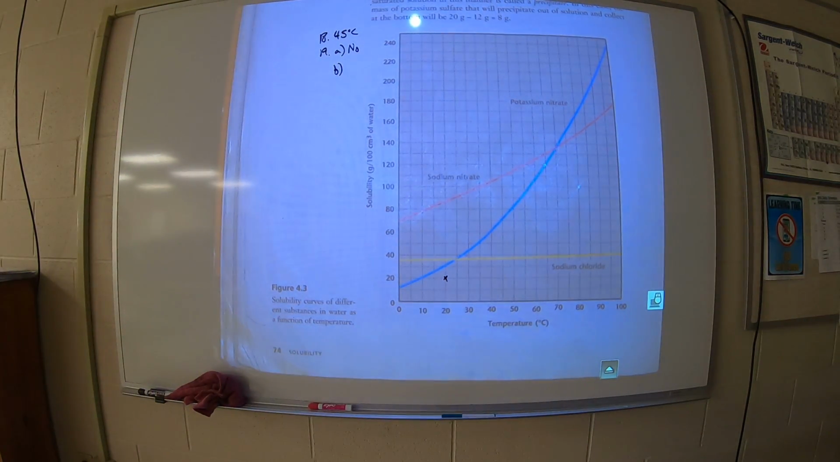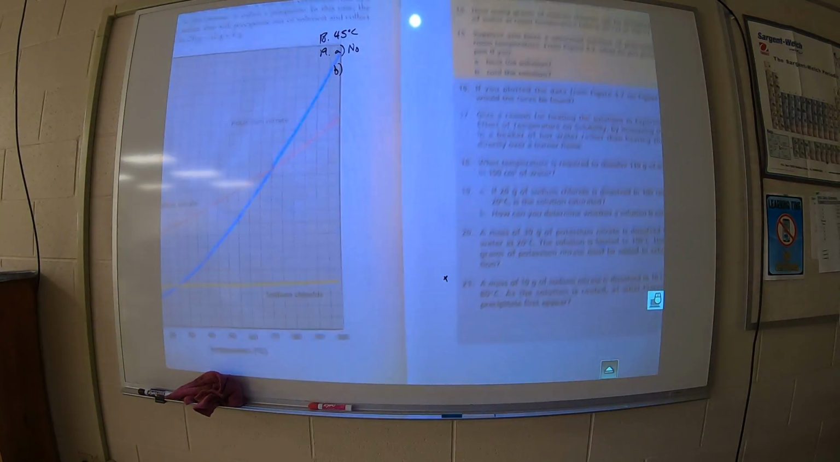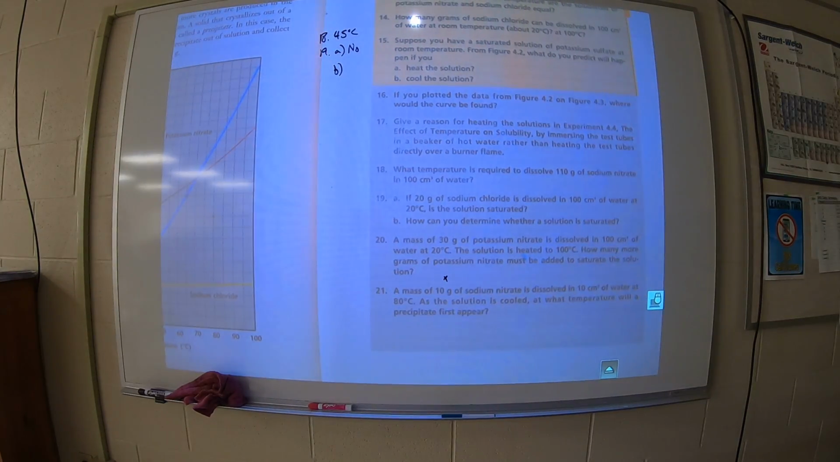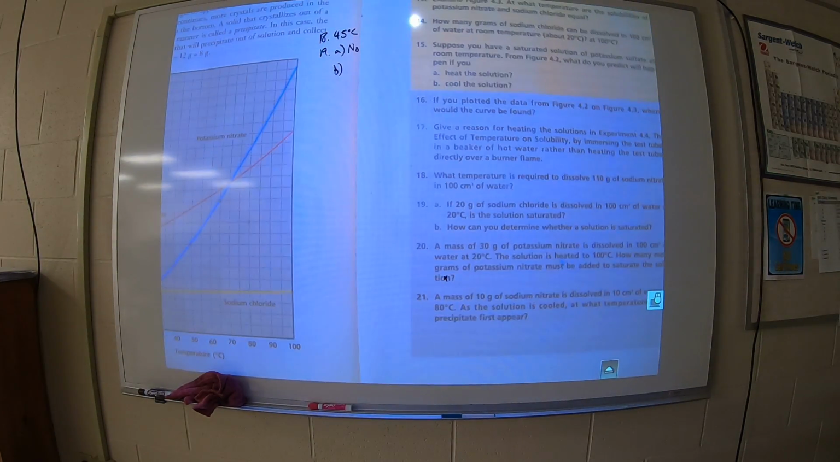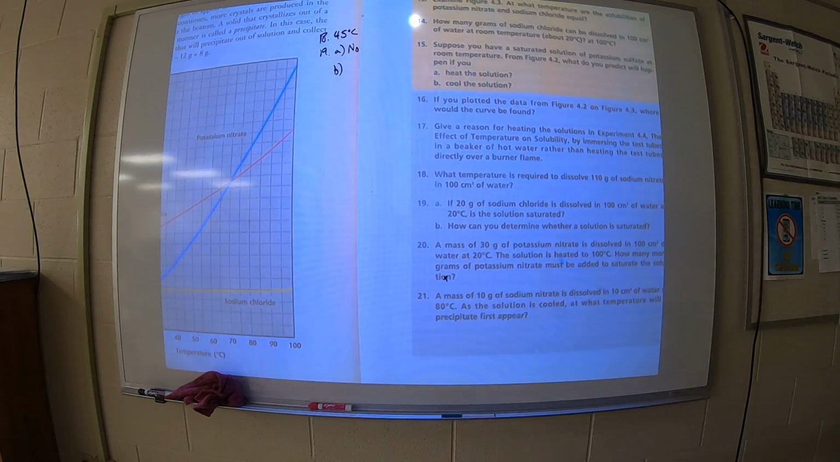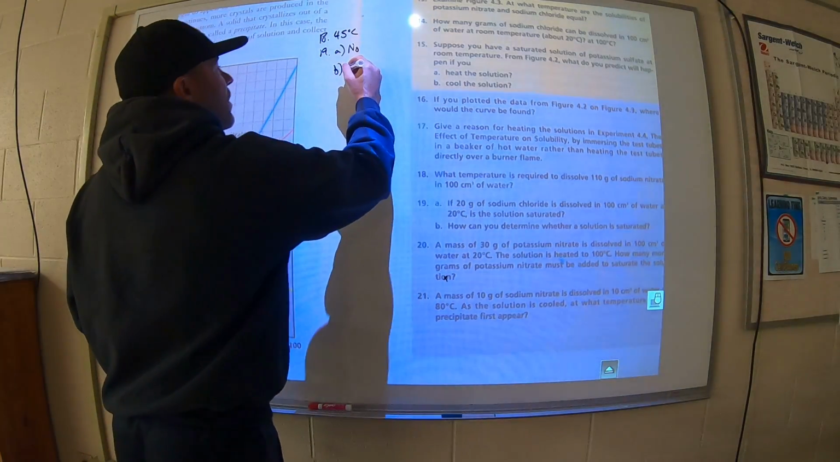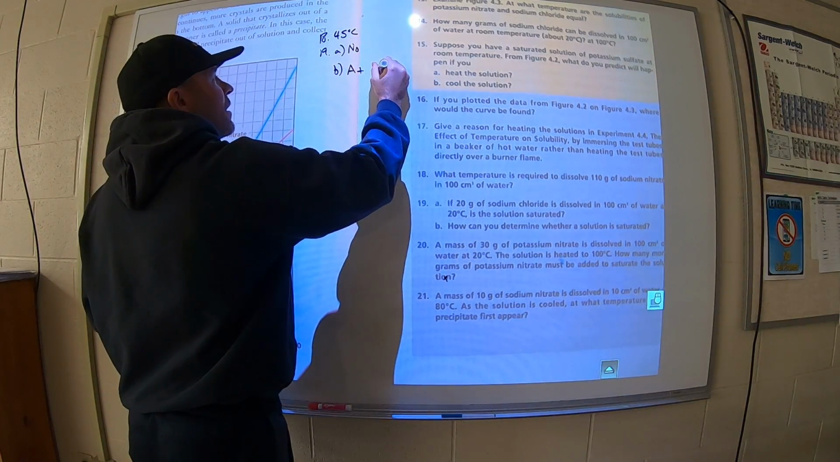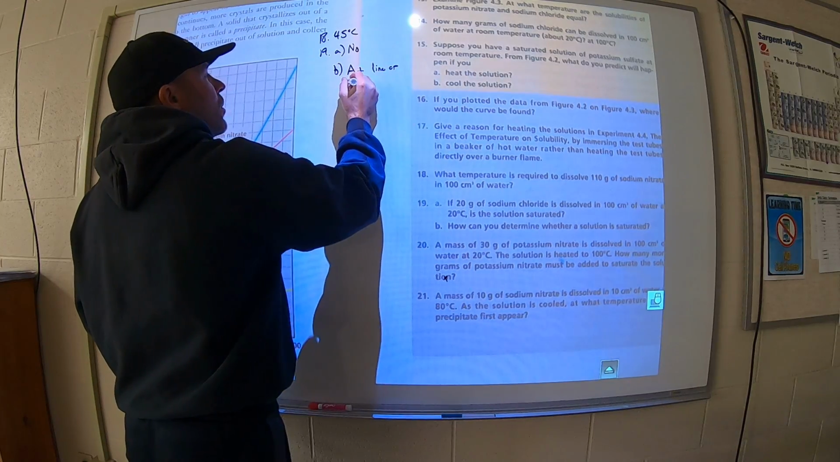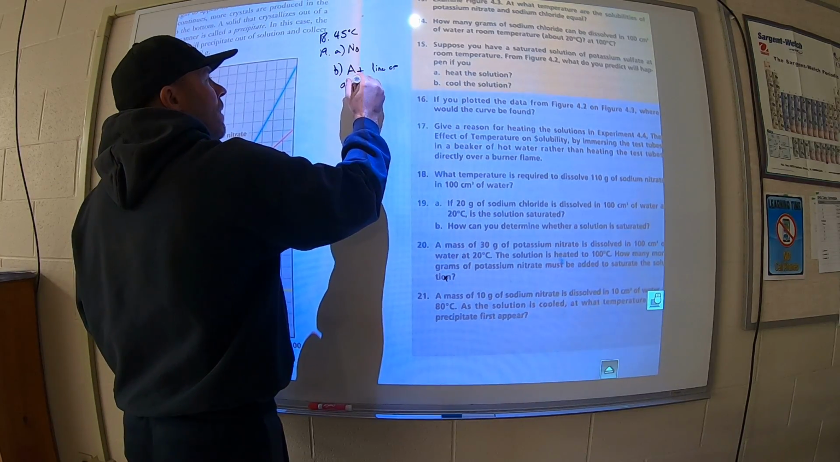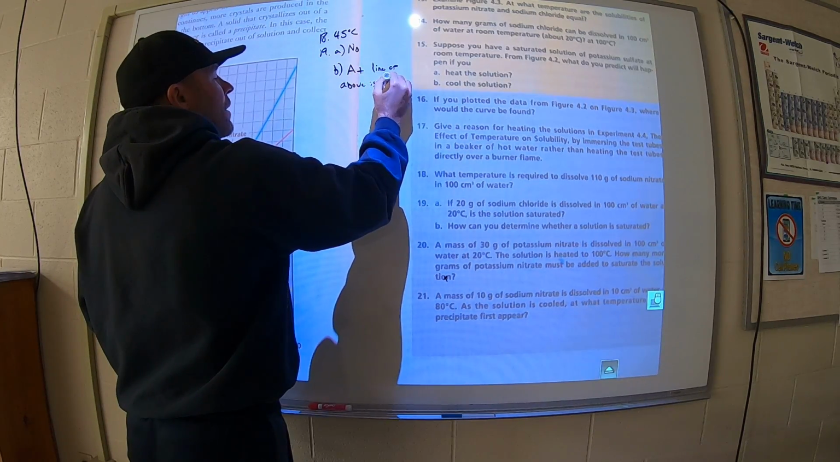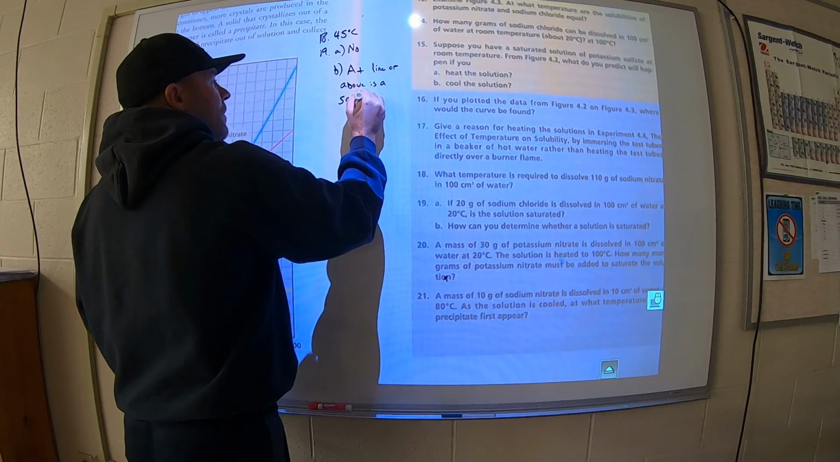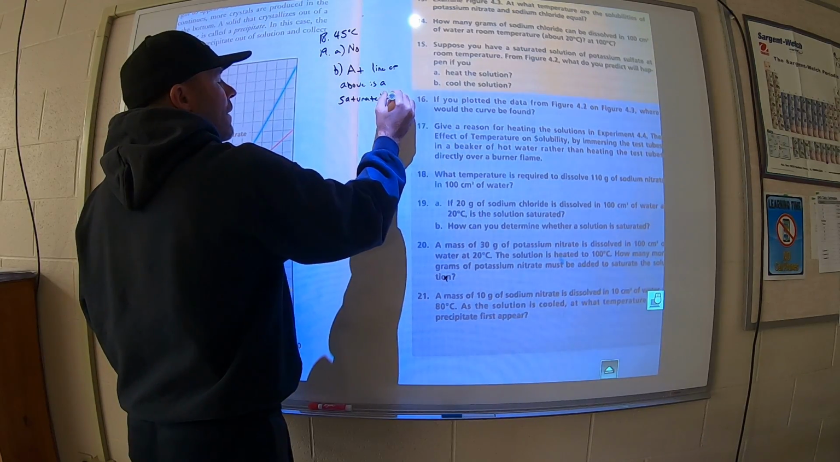So now let's look at B. B says, how do you determine whether a solution is saturated? So we just answer that. At the line or above is a saturated solution.